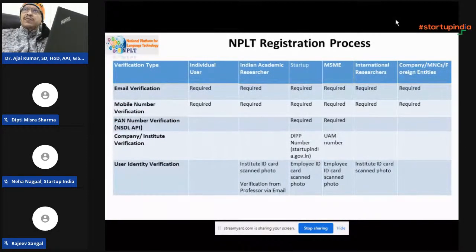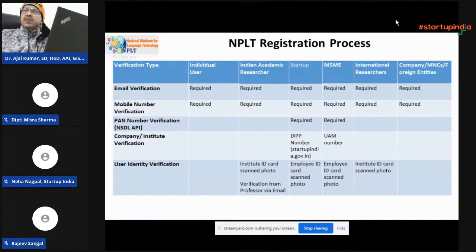Next. So when you're registering, you have an option of registering as an individual user, an academic researcher, a startup, an MSME, an international researcher, or a foreign entity. So currently, the portal is live for the academics as well as the startups, and this is the process that we are currently following to identify the users.